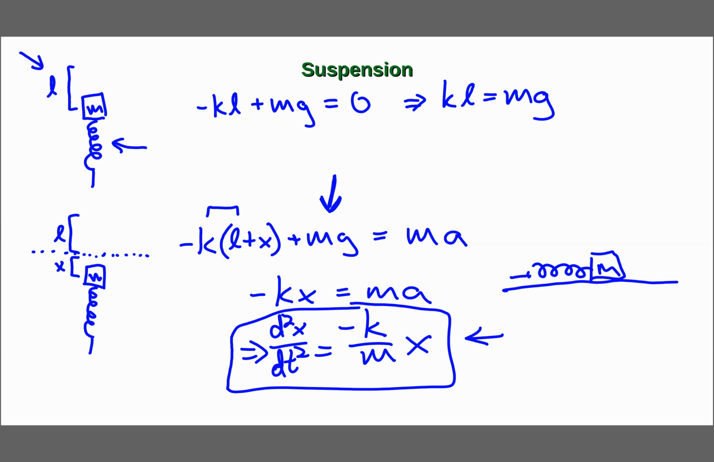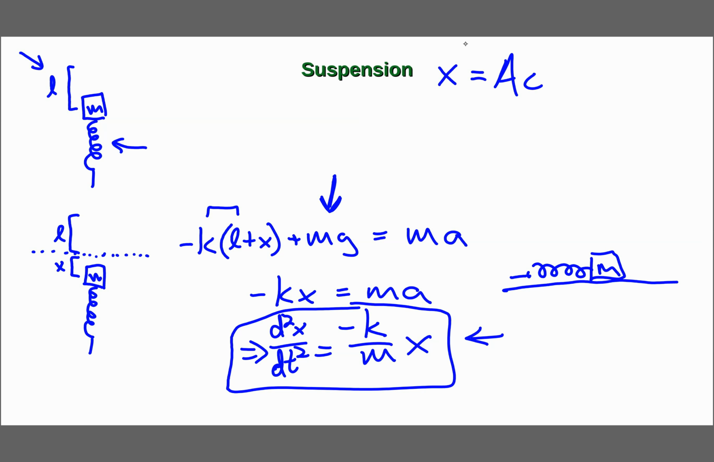And so, with all that being said, since we ended up with the same differential equation, we know that we're going to end up with the same equation describing the position of this particle: x equals A cosine of omega t plus phi, where omega equals the square root of k over m.